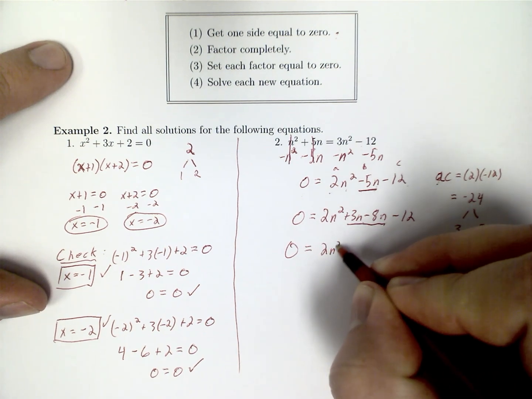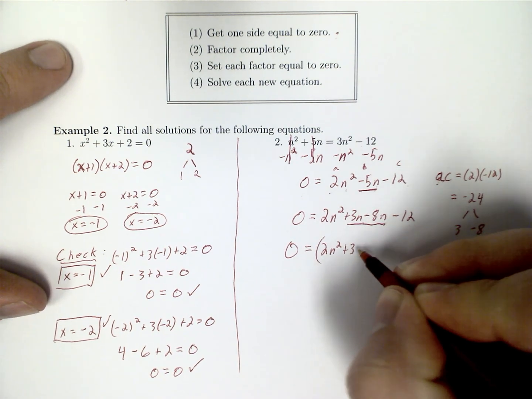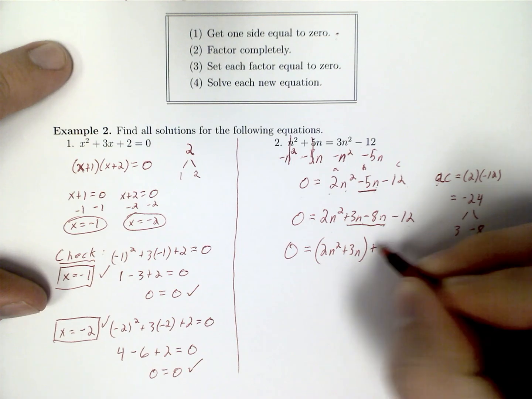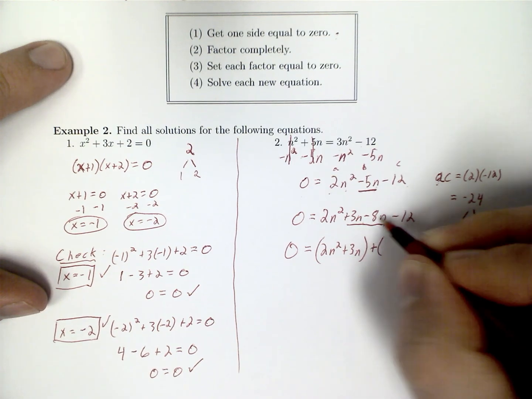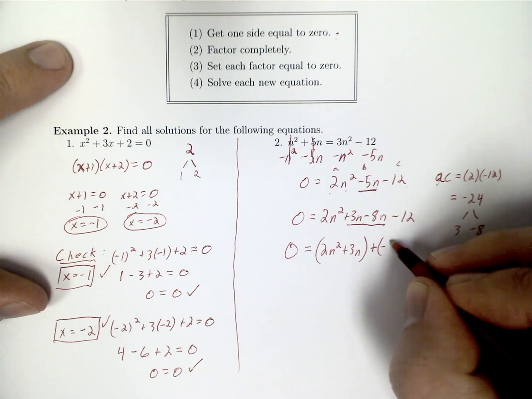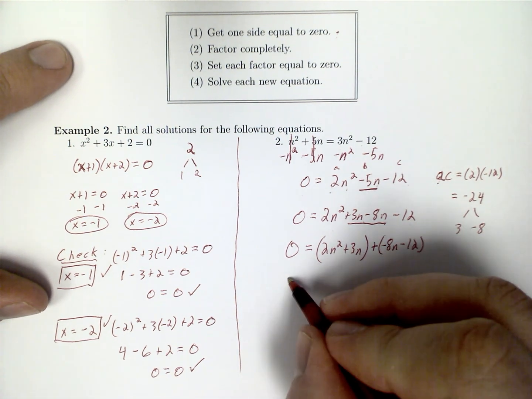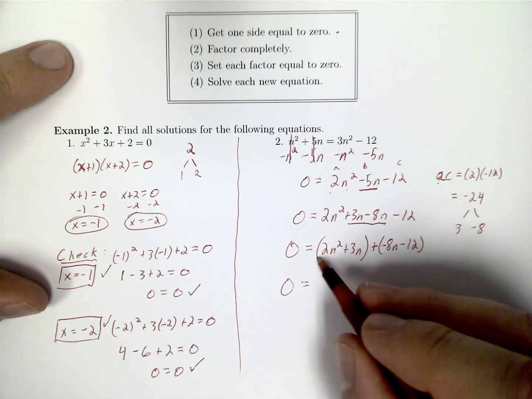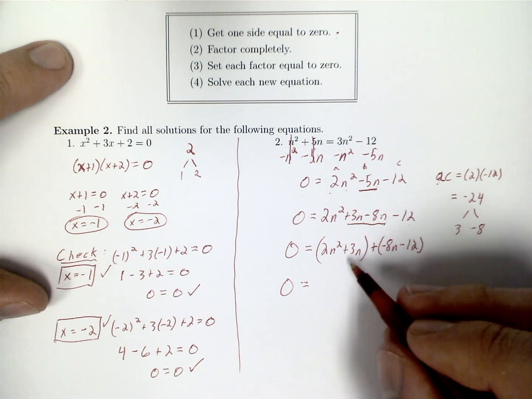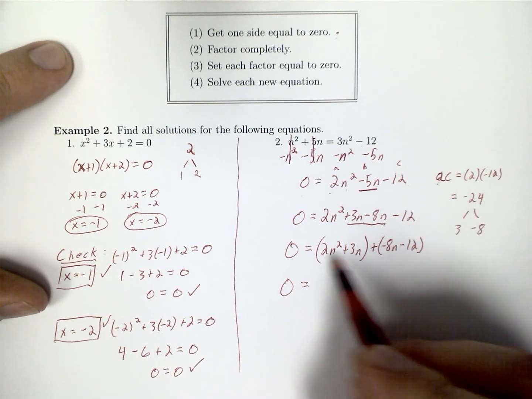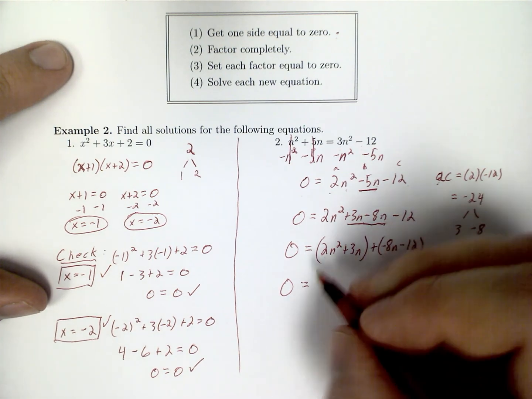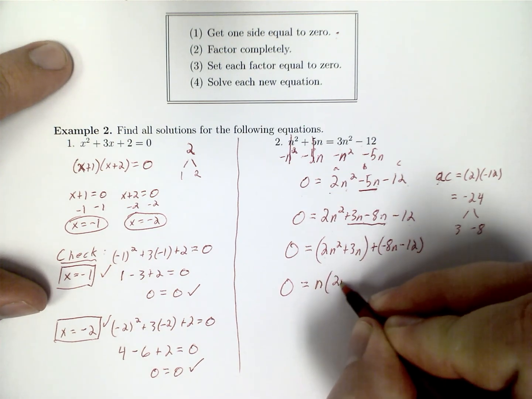So 2n squared plus 3n. Always between groups you have a plus. That means this negative 8n, the negative goes into the other group. And since we're factoring by grouping, we now try to GCF factor each group. Well, 2 and 3 are prime, so we can just pull out an n. So we have n times 2n plus 3.